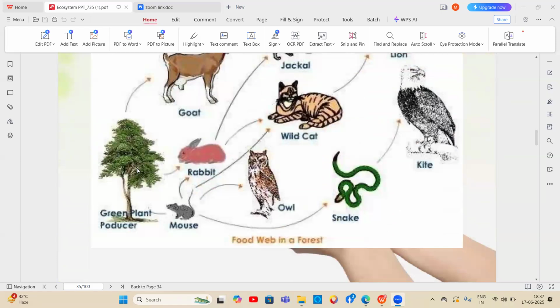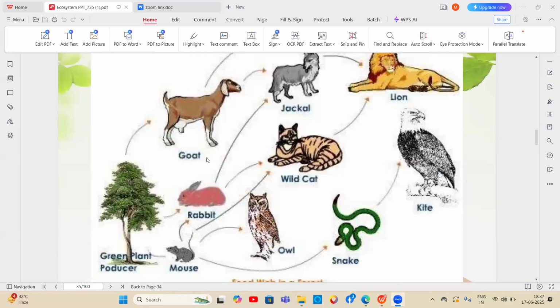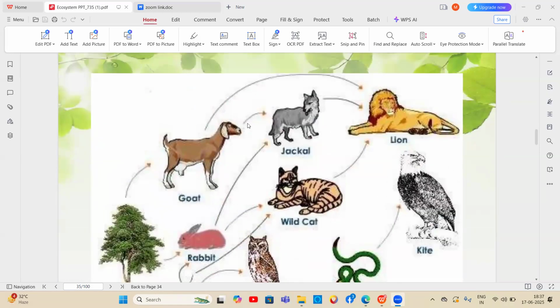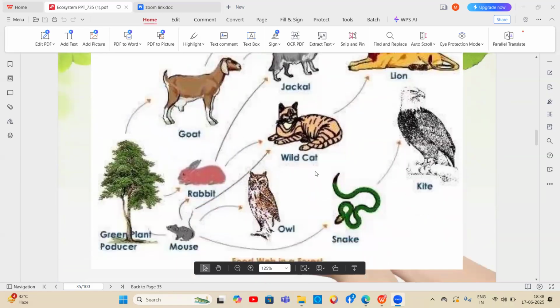Here the green, that is the producer, may be eaten by mouse, or rabbit, or goat. This goat may be eaten by lion or jackal. Like that, this rabbit may be eaten by the jackal or wild cat. Like that, they are interconnected.